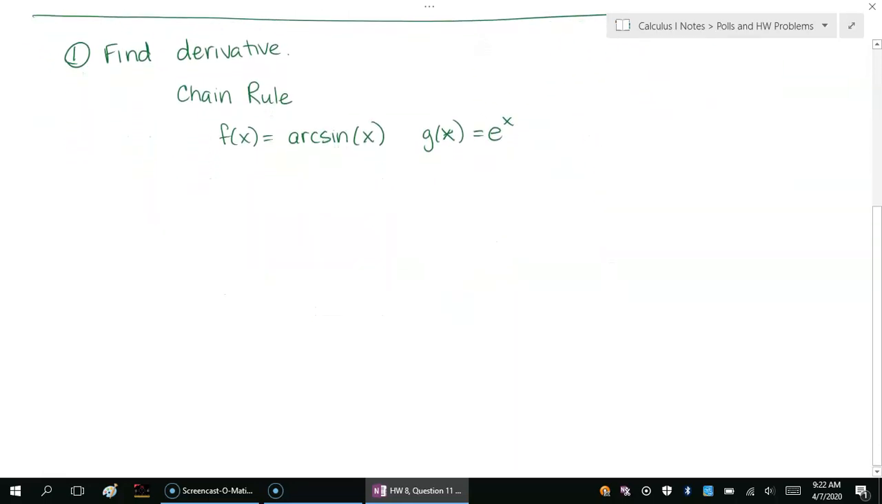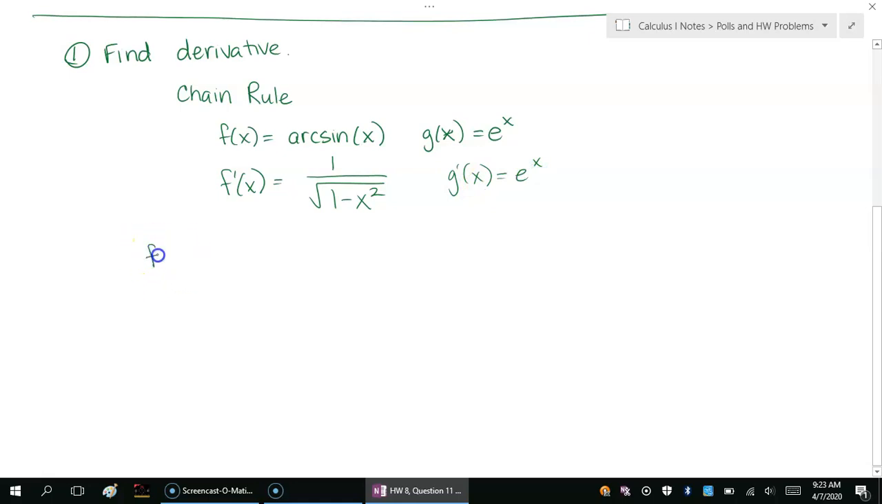Okay, I need to find the derivative of each piece. For arcsine, the derivative of arcsine of x is 1 over the square root of 1 minus x squared. And e to the x, that's one of our old rules. The derivative of e to the x is e to the x. So here are our pieces for the chain rule.